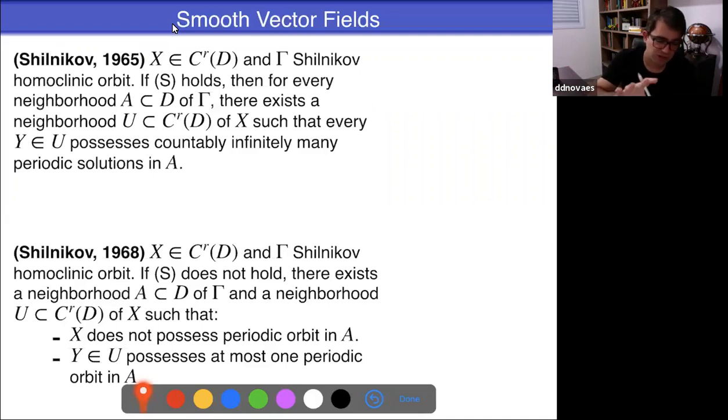So those are the classical results regarding Shilnikov homoclinic orbits, and our main objective here is to extend those results to the non-smooth context. So we have to define what we understand by sliding Shilnikov orbits, and also how these features appear in the non-smooth context.